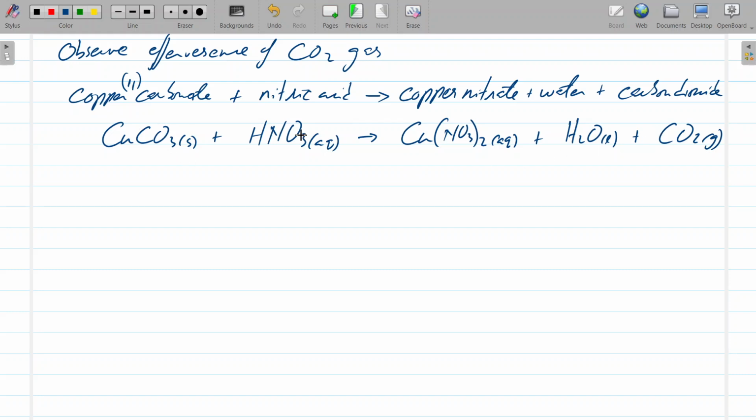Oxygen is not balanced. You've got 6 oxygens over here. You have 2, 3, and 6, so that's 9. So you have 3 more oxygens over here. What about hydrogen? You've got one hydrogen, you've got 2 hydrogens. You've got one nitrogen, you've got 2 nitrogens. So how can we solve this problem?